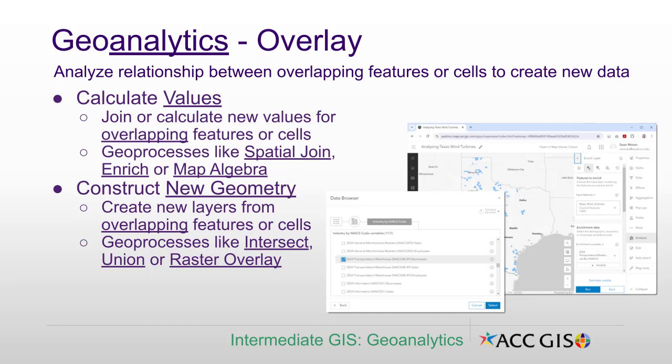In the Texas wind turbine analysis, I've used the enrich geoprocess to add the number of 2024 transportation and warehouse businesses that are within 30 miles of each turbine in Texas. You can imagine using this to figure out where you need to warehouse extra blades or turbines to service your windmills.